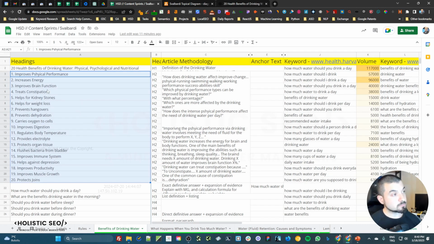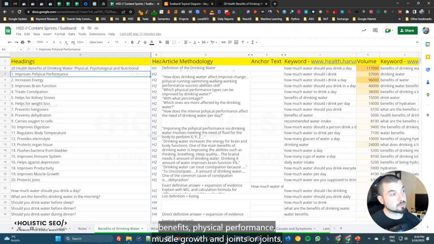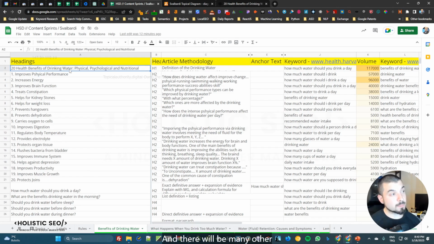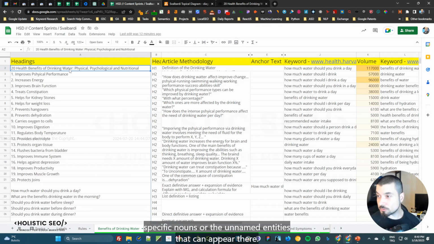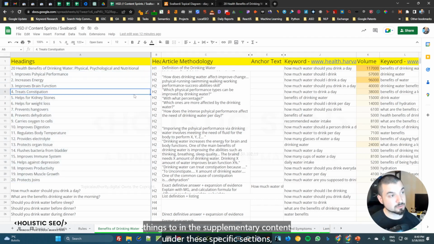And lastly, when you look at the vector flow or context flow from physical performance to the joints and muscle growth, and if you go directly to a generative AI system and tell it that I am giving you three benefits: physical performance, muscle growth, and joints, and ask what the reason for these specific benefits is, water will be one of them, and there will be many other specific nouns or unnamed entities that can appear there. In this case, you will need to connect all these benefits to other similar things too in the supplementary content under these specific sections. But we will talk about it directly inside the methodology section.